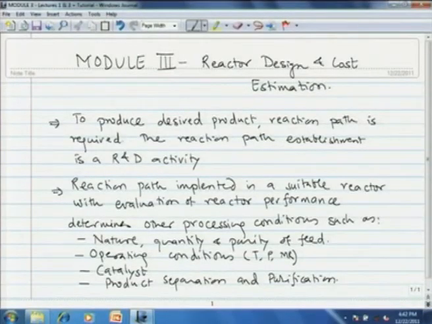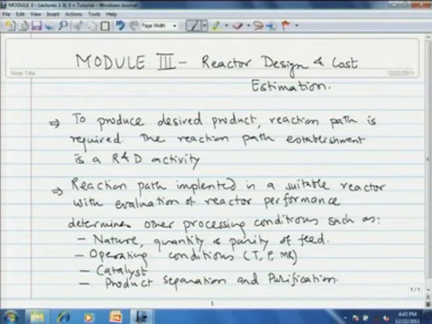As I mentioned in the previous module, to produce a desired product, first we need a reaction path or a process. There could be many reaction paths leading to the same product. However, the most suitable reaction path is determined by several other conditions, such as the availability of the raw material, the cost of raw material, sustainability parameters, profitability parameters, and so forth.